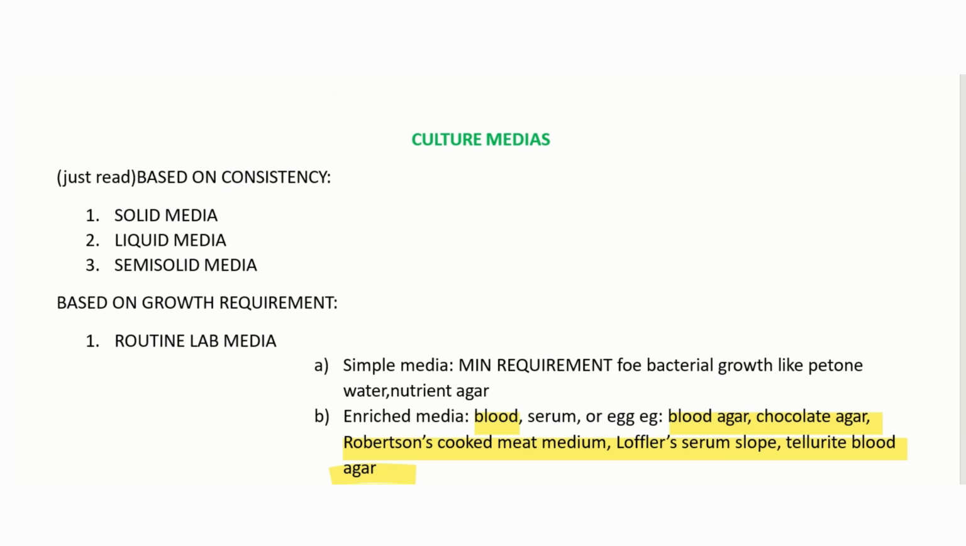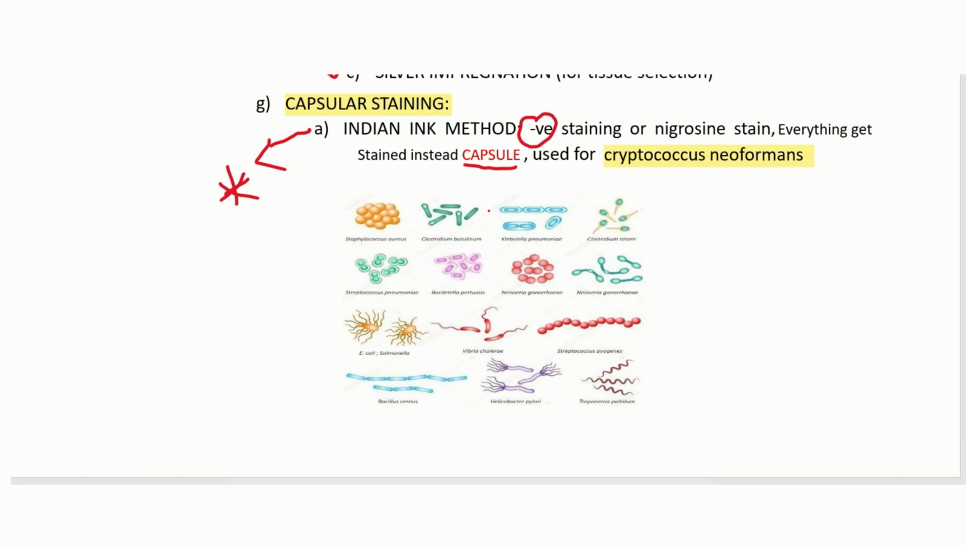And this is the shapes or morphology of the bacteria. Staphylococcus aureus in clusters, Clostridium botulinum, and Klebsiella, Clostridium tetani, Streptococcus pneumoniae. This is diplococci. Diplococci means there are two cocci. Bordetella pertussis, Neisseria gonorrhoeae, that is also diplococci. And Neisseria gonorrhoeae, another version.